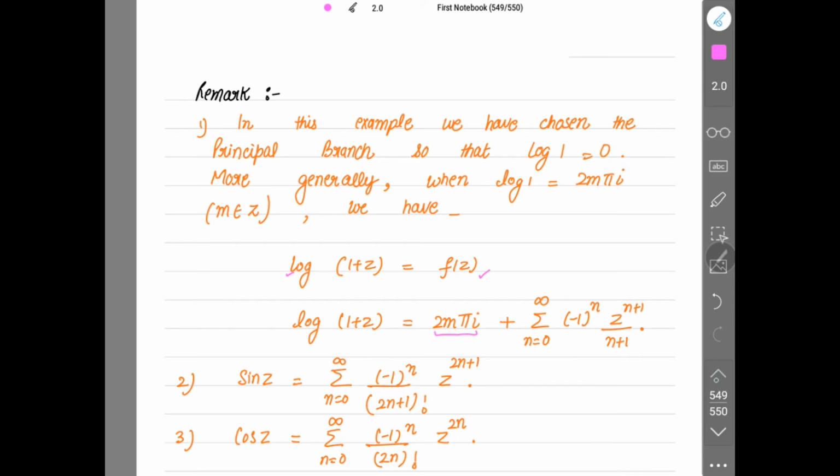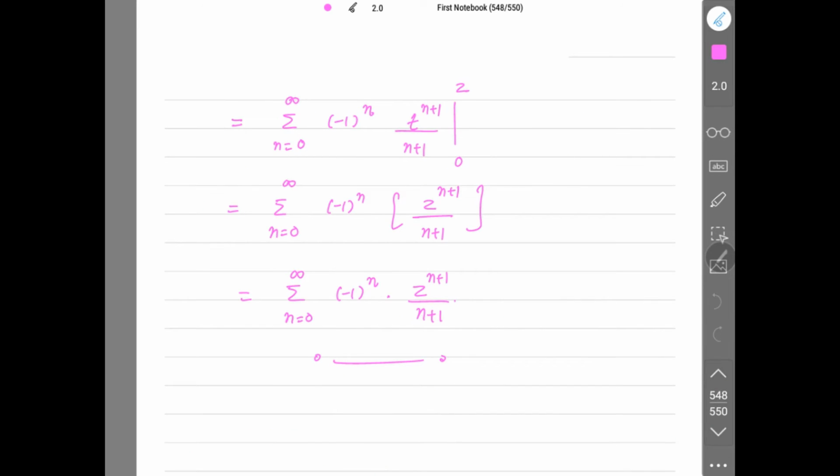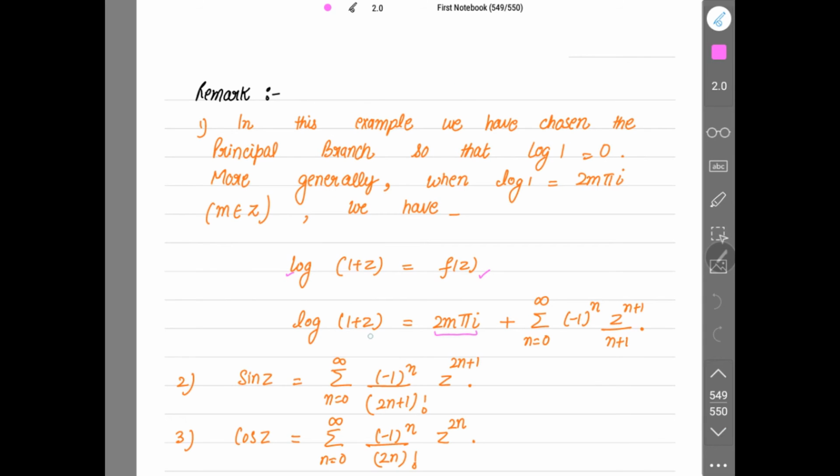So we just proved that this capital log of 1 plus z is summation n going from 0 to infinity minus 1 the power n into z the power n plus 1 over n plus 1. This is the value for your capital log of 1 plus z. But if you look at the value for the small l, log of 1 plus z, that is equal to 2m pi iota plus summation 0 to infinity minus 1 the power n z the power n plus 1 over n plus 1. This is very important.